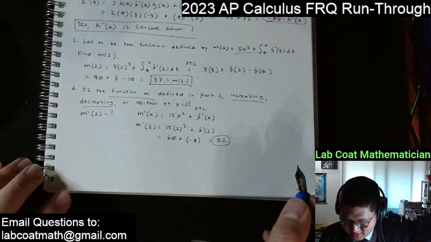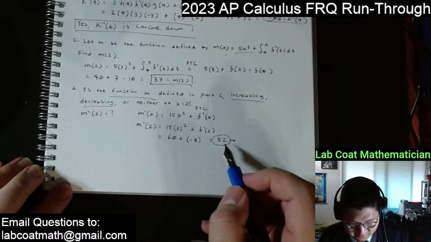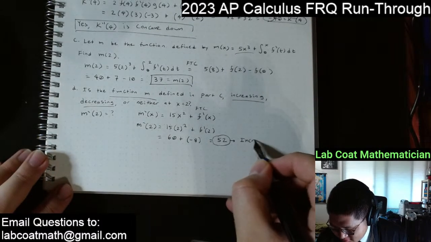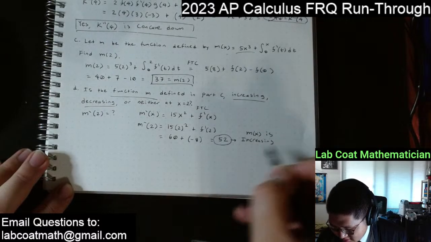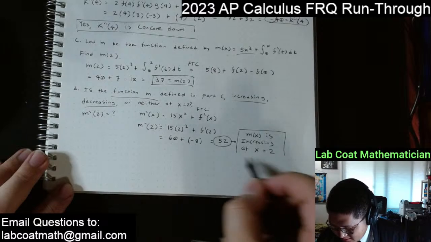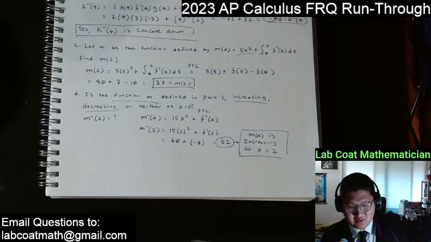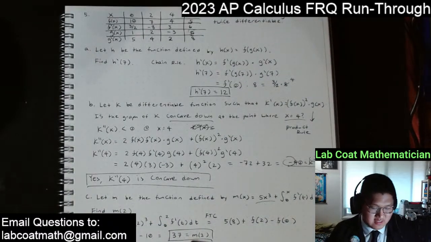Okay, so because of that, this will conclude that because we are positive on that first derivative, we are increasing. So m of x is increasing at the x is equal to positive 2 point that they were asking for at the start of the problem. All right, very good. So that will be problem number 5 using that table which they gave us at the start of the problem.